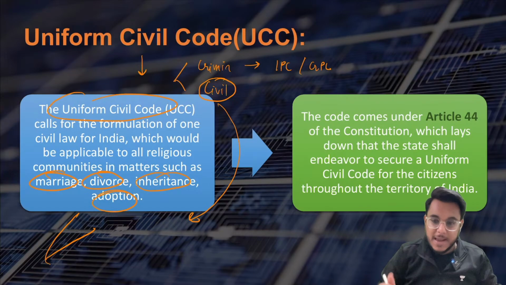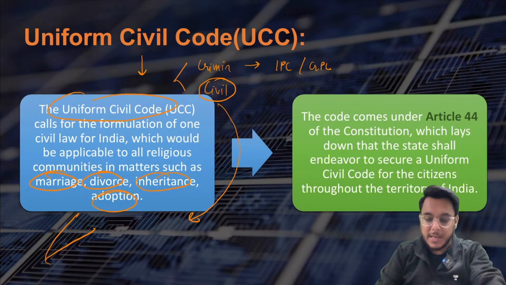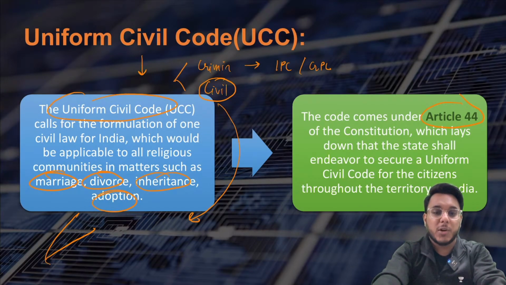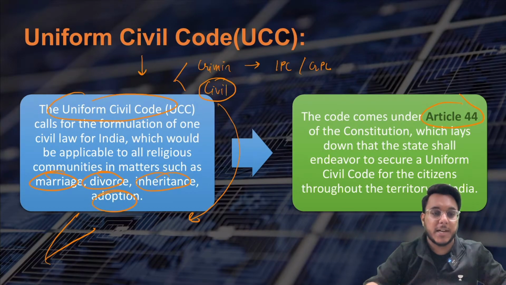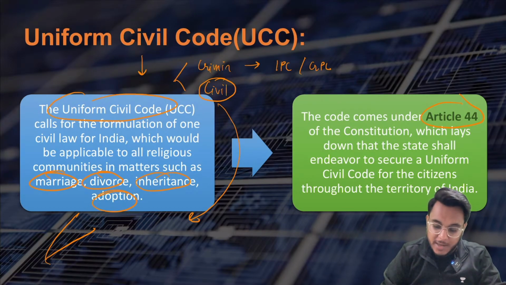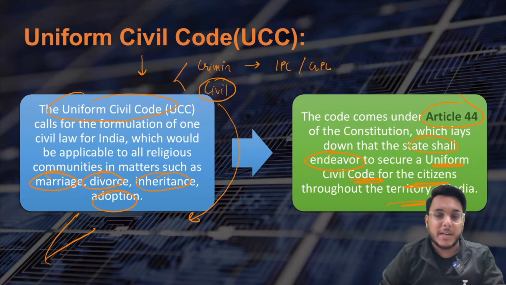civil matters. In the Constitution of India, we have article number 44. Article number 44 of the DPSP, Directive Principles of State Policy, which specifically has provided that the state shall endeavor, state should make an attempt to secure a uniform civil code for all the citizens throughout the territory of India.